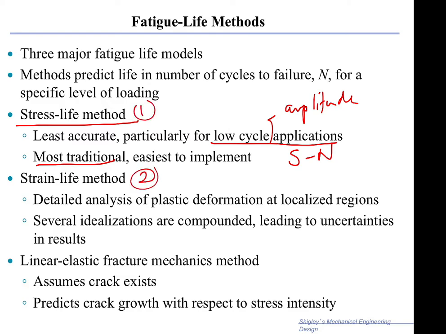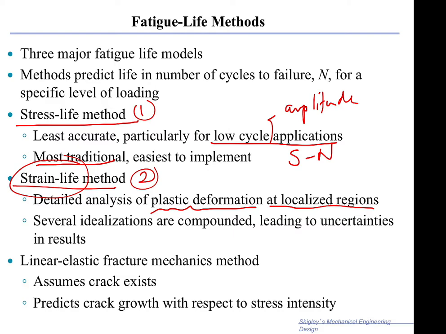Number two is the strain life method. And this is more difficult because I have to do cyclic plasticity analysis at localized regions. So I have to look at every localized region and do cyclic plasticity, and then predict the lifetime based on the relationship between the strain amplitude and the number of cycles to failure.